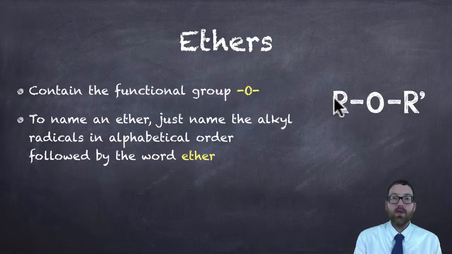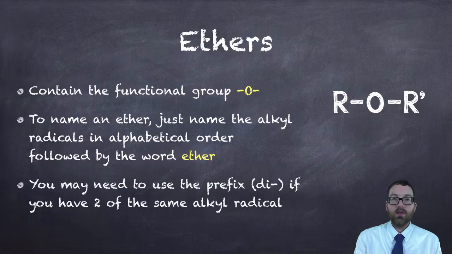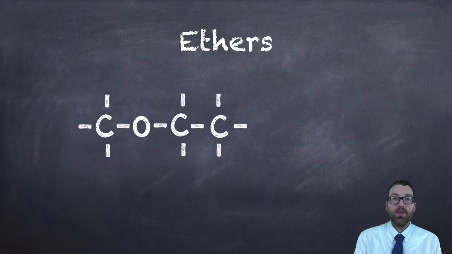These are kind of different to name. Let me show you an example. Oh, also, you may need to use the prefix di if you have 2 of the same alkyl radical. I'll show you one of those in the examples as well.